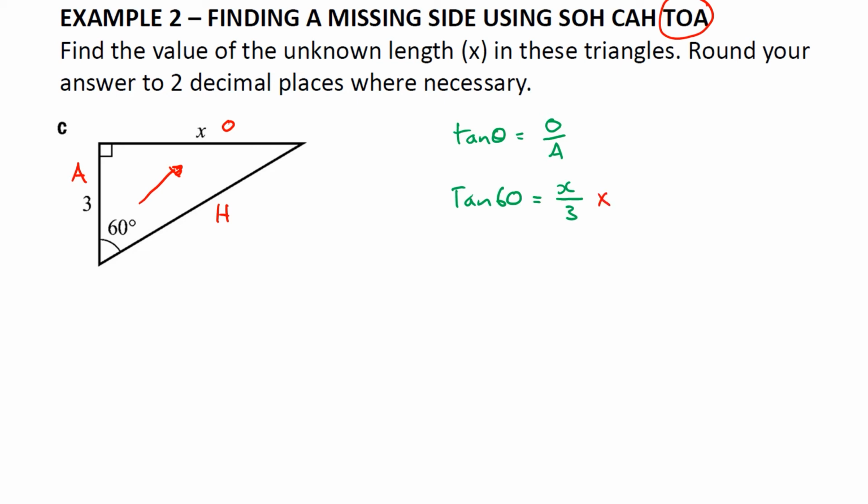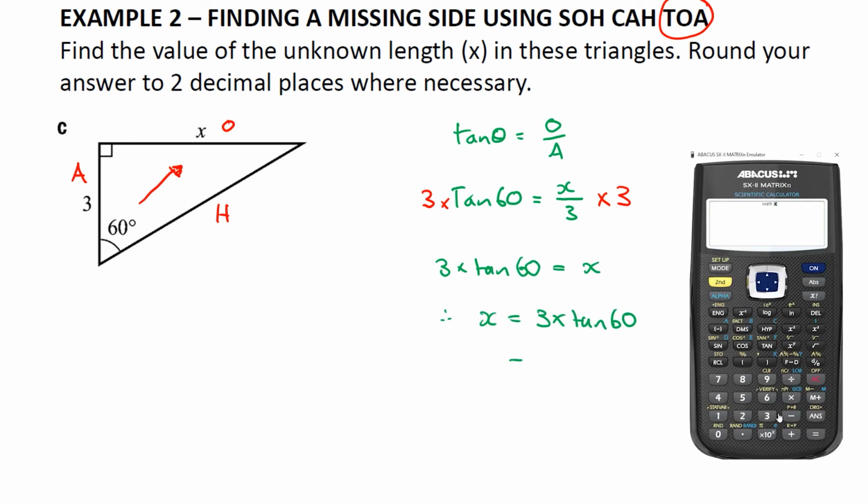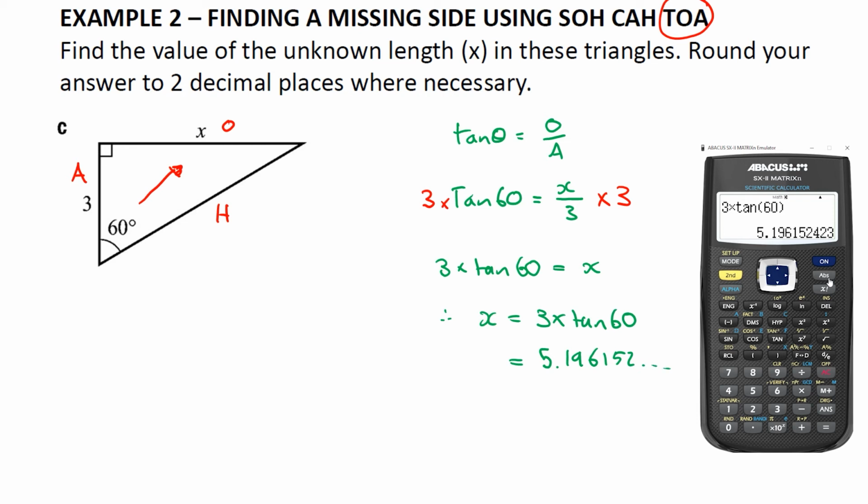So we're going to times both sides by 3 to get rid of that fraction and make it so that we have x is equal to 3 times tan 60. So we're going to chuck that into a calculator now. So we've got 3 times tan 60, and then we're going to press equals to get that our x is equal to 5.196524223, blah, blah, blah, blah, blah. The question once again asks us to round it to 2 decimal places where necessary. So our answer rounds to 5.20 to 2 decimal places.